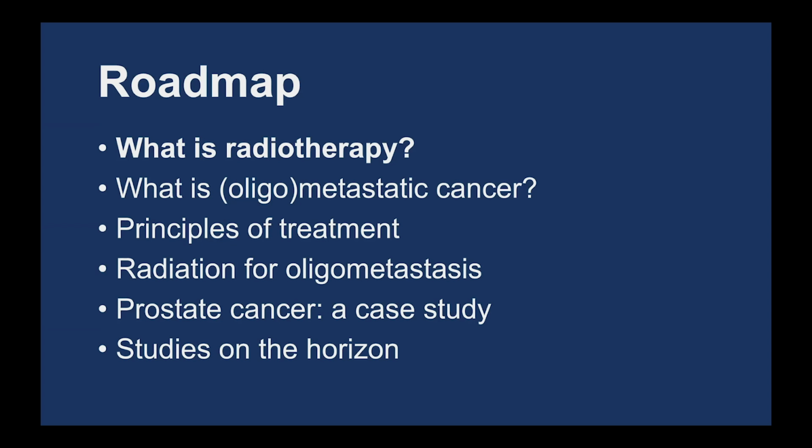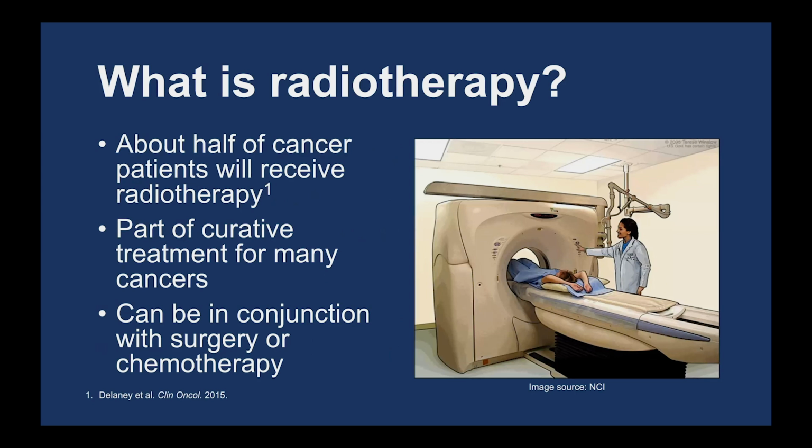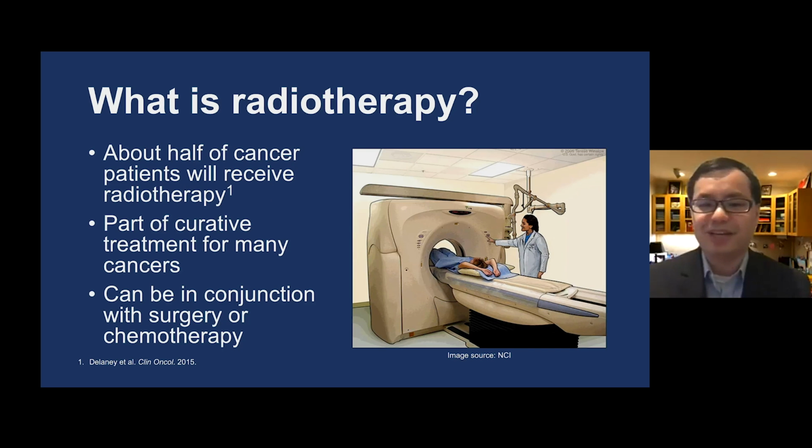So what is radiation therapy? About half of cancer patients will receive radiotherapy during the course of their treatments. It's perhaps less commonly known than some of the other modalities used in treating cancer, such as surgery or chemotherapy or other systemic therapies. But it plays a major role in the curative treatment for a number of different cancers. And frequently, depending on the type of cancer, it can be used in conjunction with other approaches, such as surgery or chemotherapy. The process of radiation involves a series of steps for external beam radiation, which is the most common form of radiation.